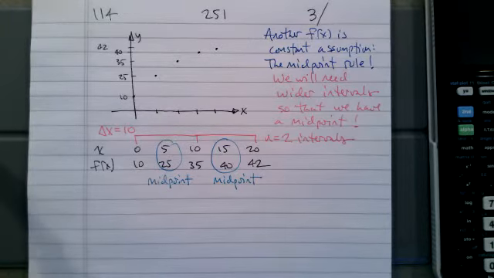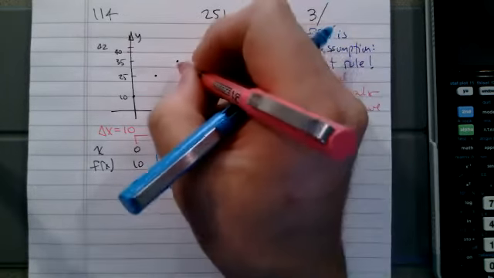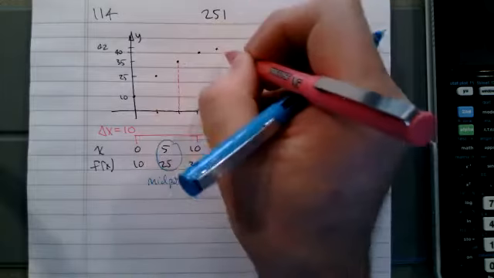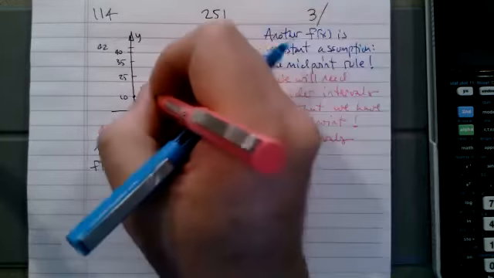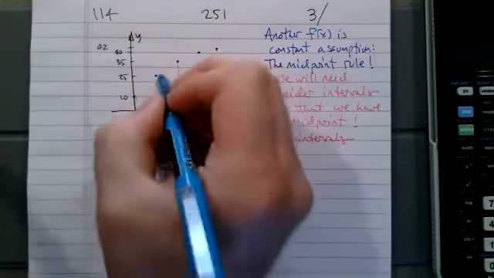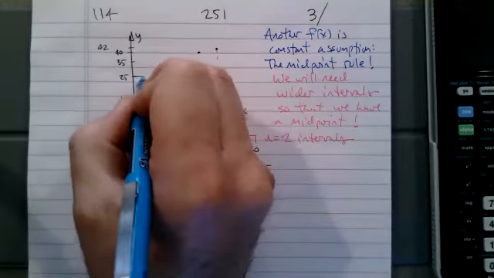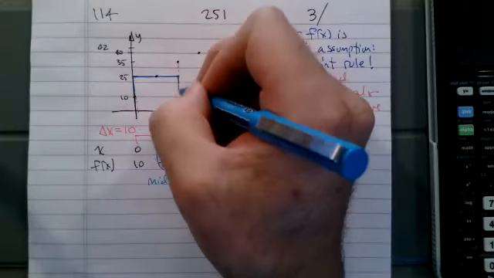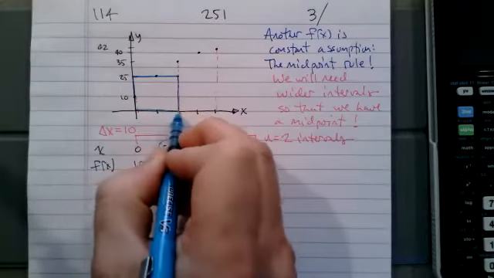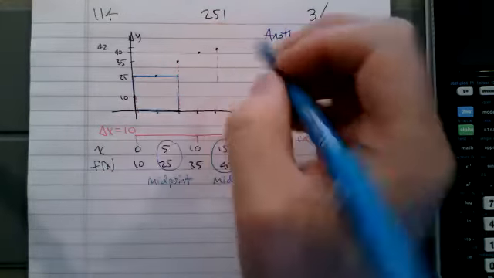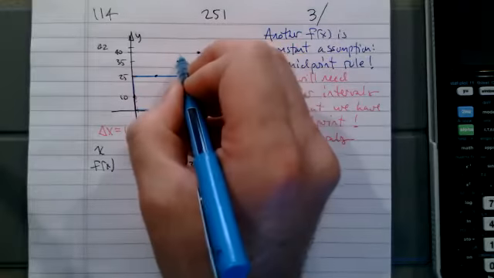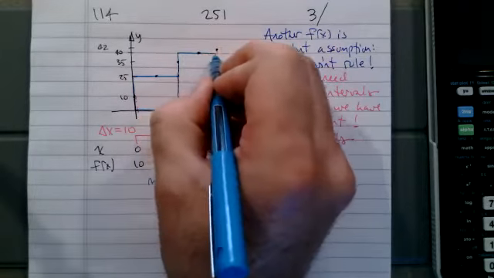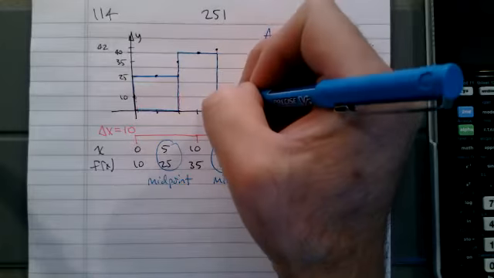So what that would look like, instead of delta x being 5, I'm just going to break this into 2 intervals. And I'm going to use the midpoint, 25, for this whole first 10 units. And so that is going to be my first rectangle. It's a rectangle because we're still assuming the function is constant. But we're only doing 2 rectangles.